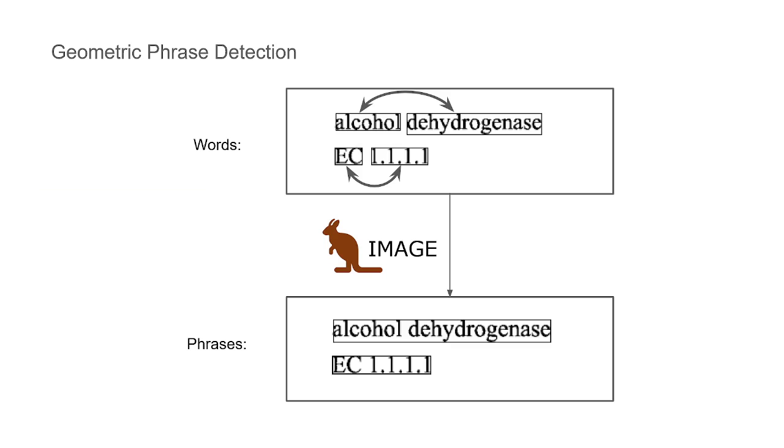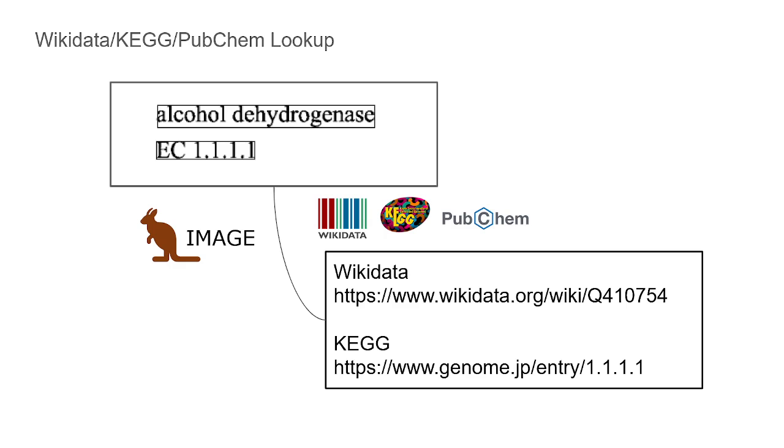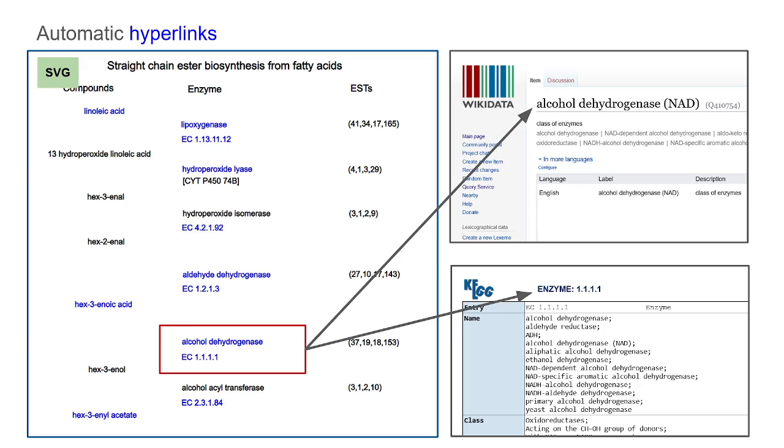Once we have the words, we can join words which are likely to be together based on their location to form phrases. We use Pyami image to extract a list of such possible phrases from the image. We looked up the detected phrases in databases such as Wikidata, KEGG, and PubChem and annotated them to the SVG. As it is possible to add links to SVG, we convert the phrases which have hits in the database into clickable links.